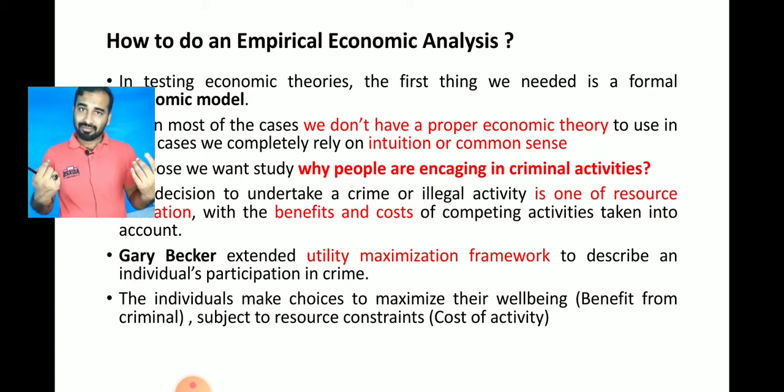Getting more resources. Okay, so in engaging in crime, what is the benefit, or what is the well-being? To get more resources, to get more money. Okay, similarly, this getting more money is always constrained by certain costs. In the utility maximization framework, what's our aim? Our aim is to maximize the utility, to get more resources subject to a certain constraint, the resource constraint.